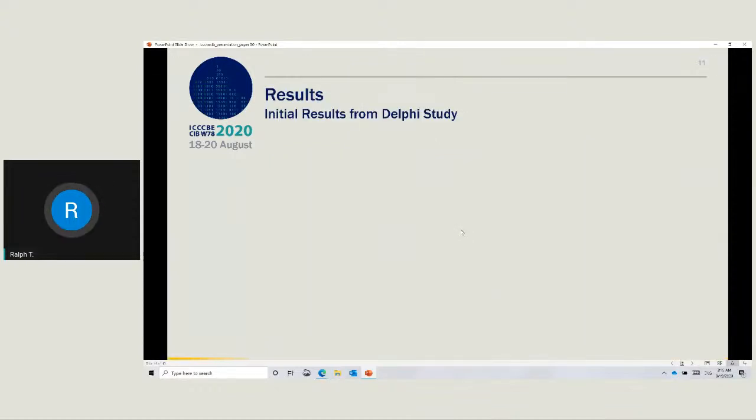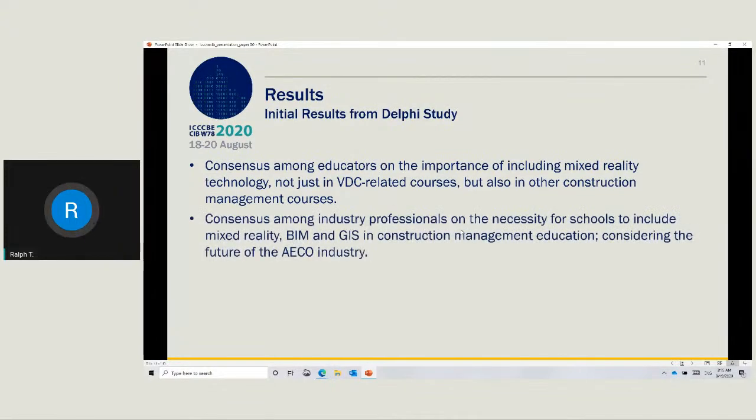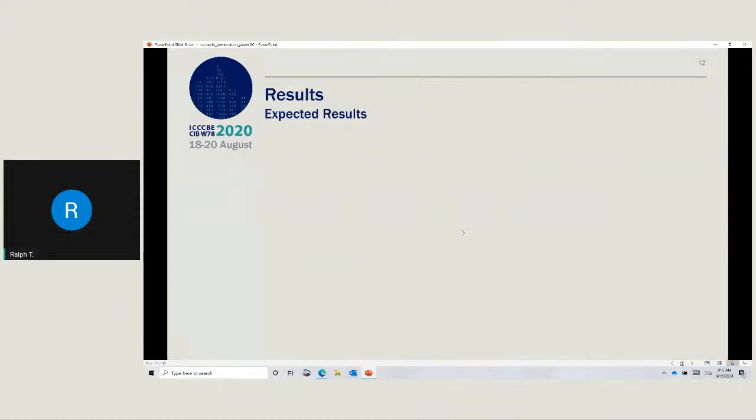So I'm just going to share with you some of the initial results from the Delphi study. There has been a consensus among educators on the importance of including mixed reality technology, not just in VDC-related courses, but also in other construction management courses. Also, industry professionals focus on the necessity for schools to include mixed reality, BIM, and GIS in construction management education, and focusing more on these technologies considering the future of the industry.